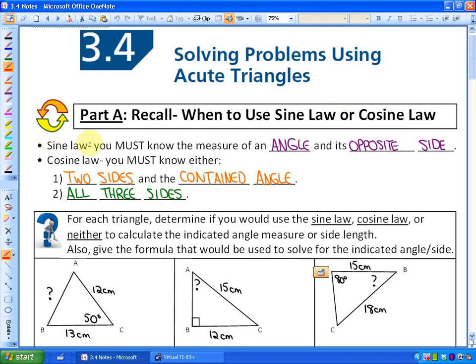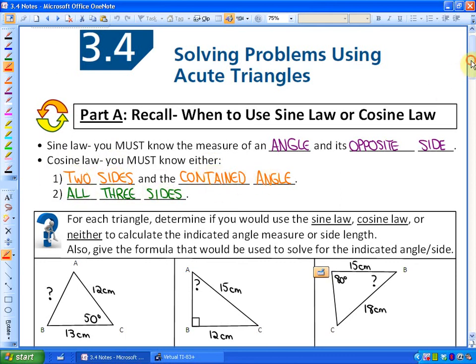For the sine law, in order to use it, you must know the measure of an angle and its opposite side. For the cosine law, there are two cases where you can use it. You must know either two sides and the contained angle, or all three sides.